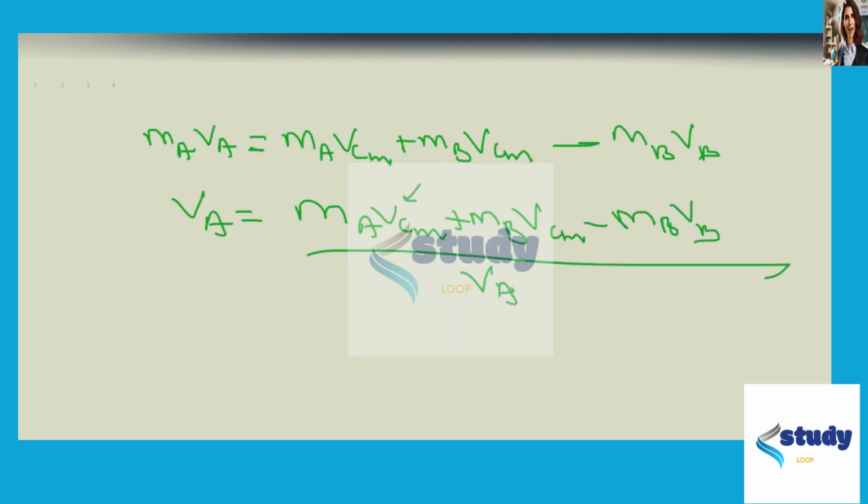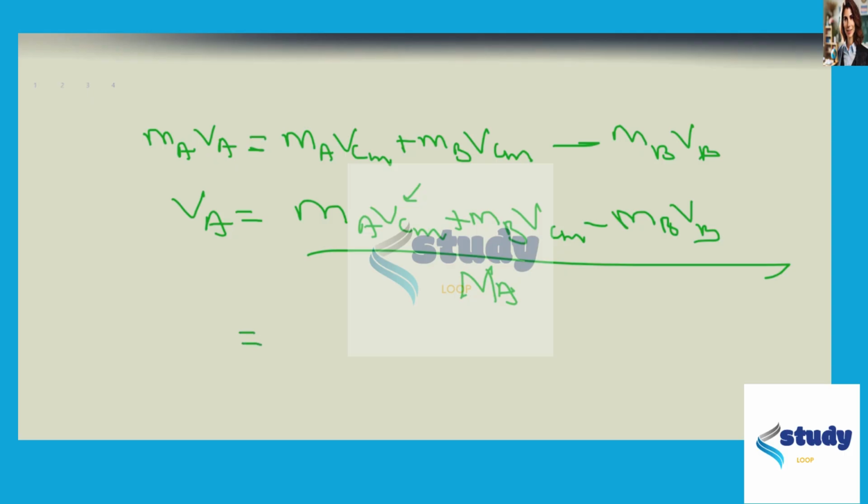Remember, VCM is the velocity at the center of mass. And then you want to recall that VB is the velocity at B, and VA is the velocity at A. This should have been MA, sorry.